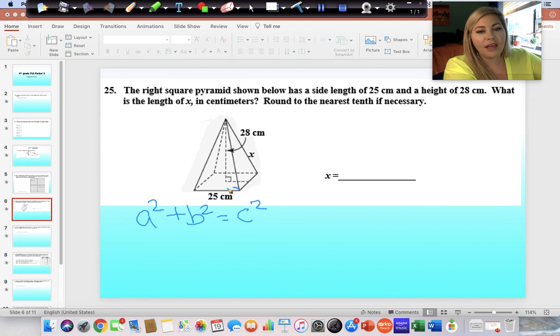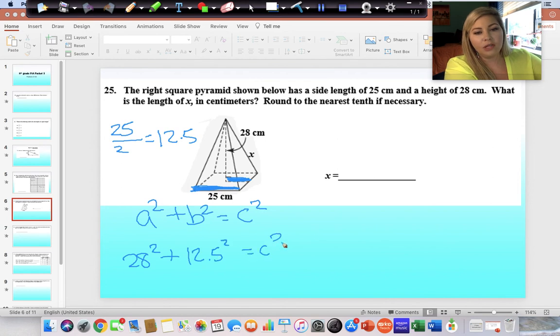Now, this is saying the whole length here is 25. That is not the same thing as from here to the middle. We would take this 25 and divide it by 2 to find this piece down here. So we know that a is going to be 28 squared. And to find b, we just divide 25 by 2. That gives us 12.5. So 12.5 squared equals c squared.